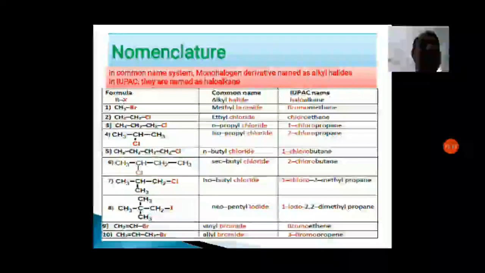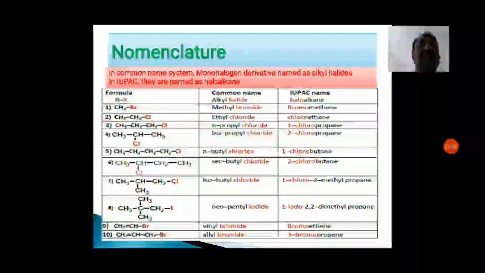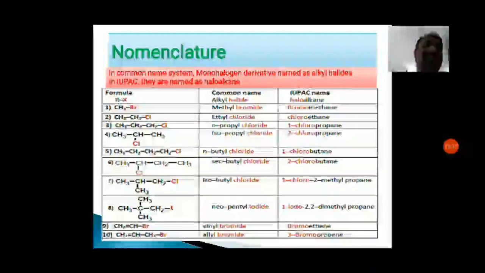And in the IUPAC system we can take the longest chain in which there is a halogen atom. So we can consider this CH3, C, CH2I chain as the longest chain. So here there are 3 carbon atoms, its corresponding alkane is propane.